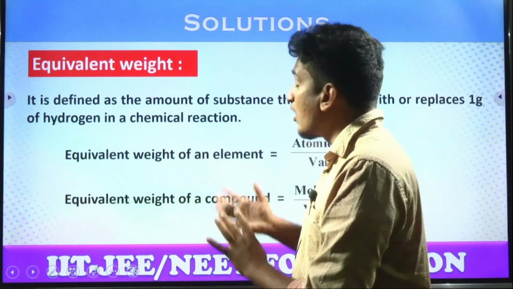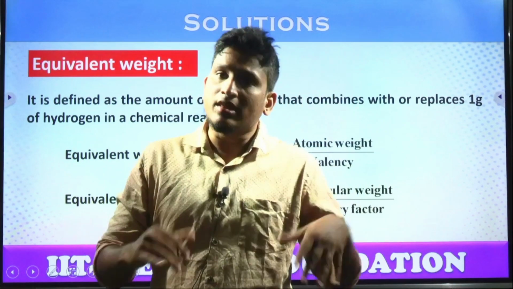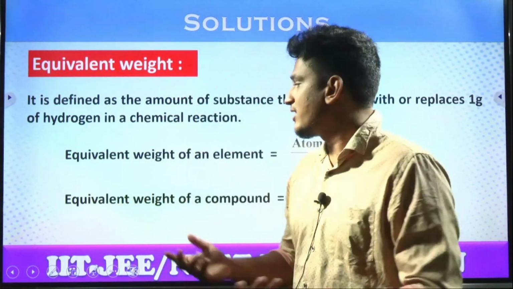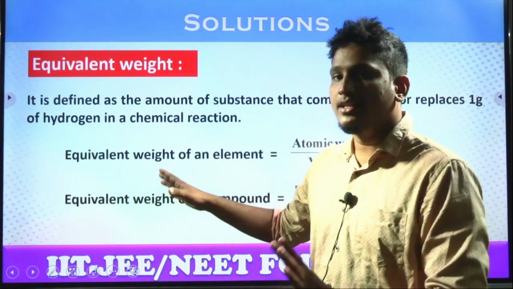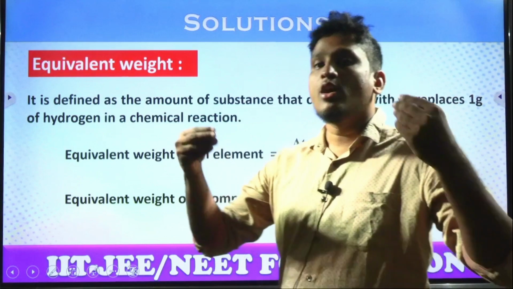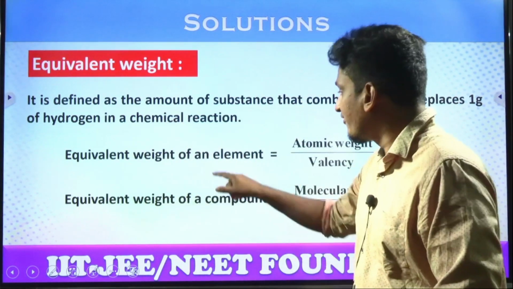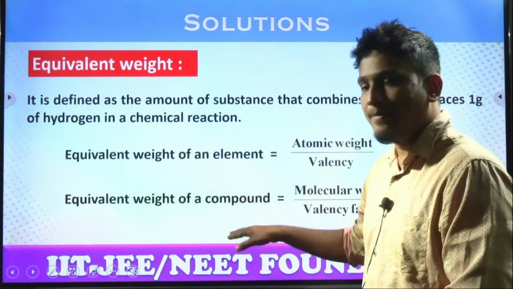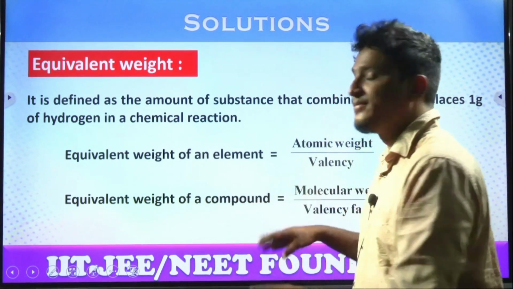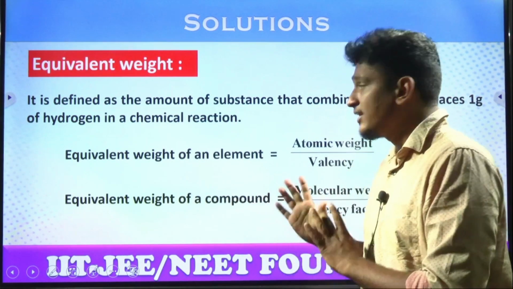weight. But how to calculate the equivalent weight? Do all the compounds combine with hydrogen? So we have different ways to calculate the equivalent weight, students. So this is a general method to calculate the equivalent weight. In general, equivalent weight of an element equals atomic weight divided by the valency factor. If it's a molecule, if it's a compound, molecular weight divided by the valency factor. So by this formula, we are able to find the equivalent weight.